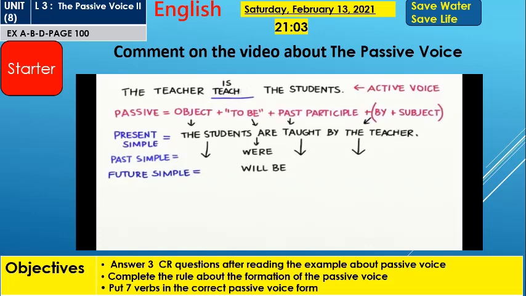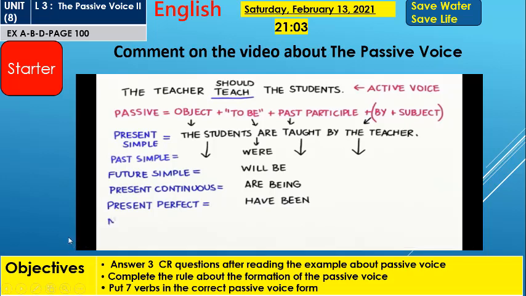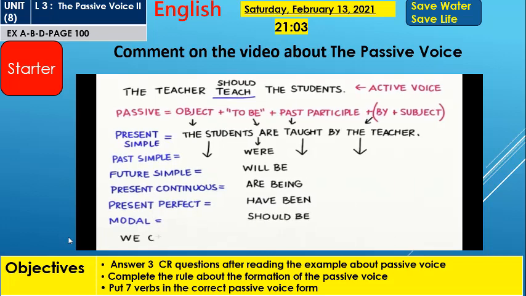And now the present continuous tense. The teacher is teaching the students. In passive voice, this sentence is, the students are being taught by the teacher. And now the present perfect tense. The teacher has taught the students. In passive voice, we say, the students have been taught by the teacher. And a modal verb, the teacher should teach the students. In passive voice, we say, the students should be taught by the teacher. We can use passive voice in every tense.